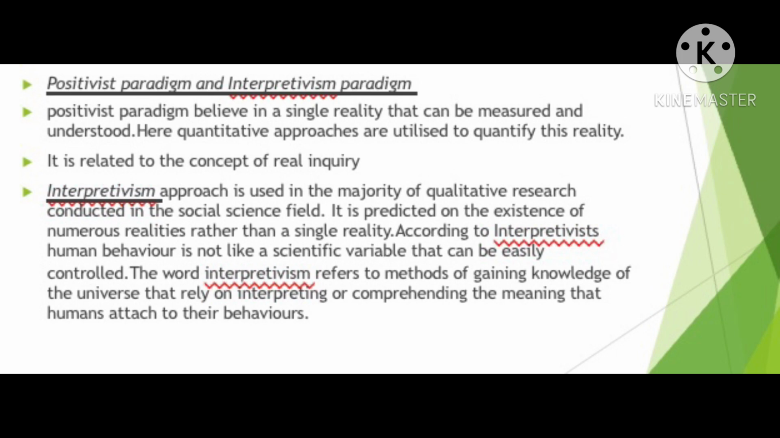But in the interpretivism paradigm, whatever we observe, we can interpret many things from that. That is the main difference between the positivist paradigm and the interpretivism paradigm. The positivist paradigm believes in a single reality that can be measured and understood. We can observe it, we can measure it, and we can understand it. Here, quantitative approaches are utilized to quantify this reality.